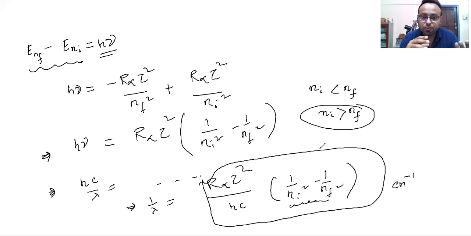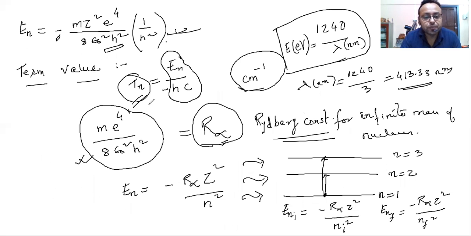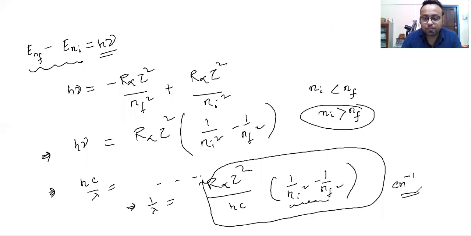If the term value increases, it means the energy increases, right? Because the term value, as we saw earlier, is simply energy by hc, and hc is a constant. That means if the energy increases, the term value increases. And here you see centimeter inverse, 1 by lambda. So if the 1 by lambda value increases, that means the energy value increases, because it is like the term value in centimeter inverse.